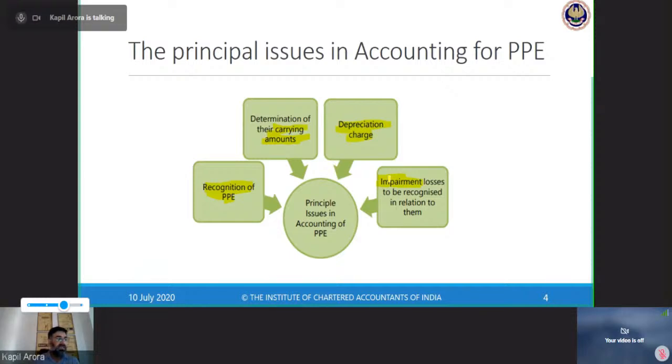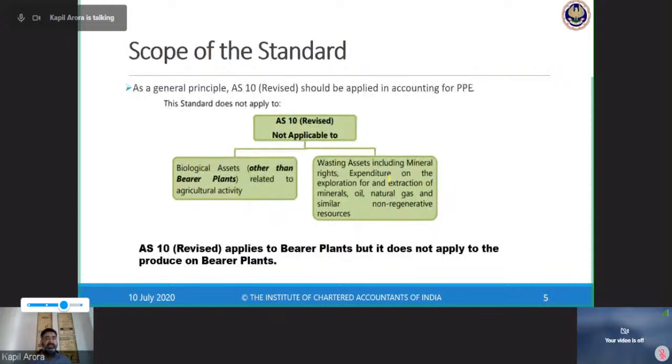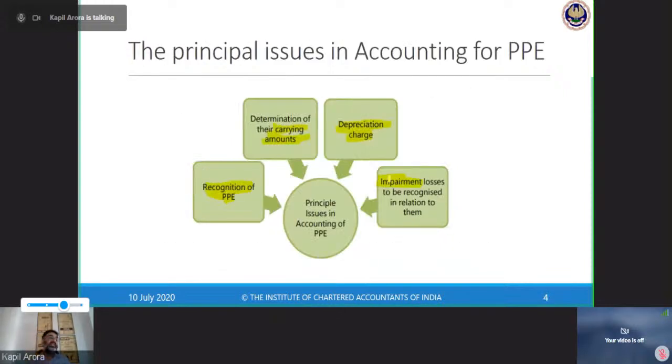So, Saikat, AS10 is part of the overview of accounting standards, which is 3.2. Hope we are clear on what we are going to cover. We are going to cover the recognition criteria, measurement, the depreciation part, the disclosure requirement, and the impairment. So all these things are going to be covered under AS10.